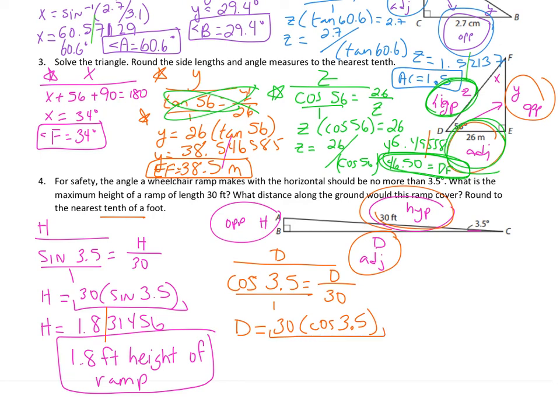But we can type this into the calculator, so 30 times the cosine of 3.5, we get 29.94404. Again, we want to round to the nearest tenth, so we stop it after the 9, and the number after the 9 is a 4, so it's going to stay at 29.9. And this would be feet, and this is the distance along the ground.